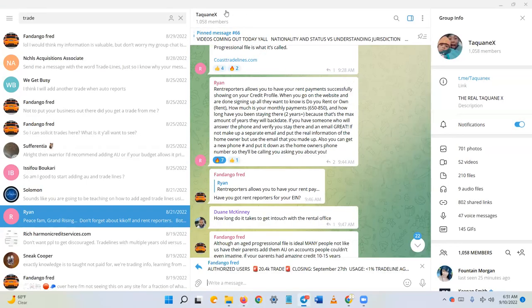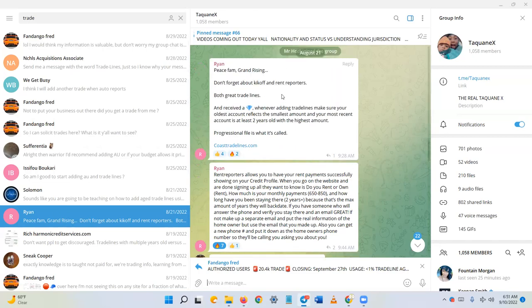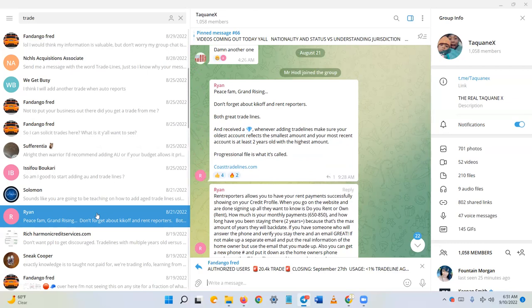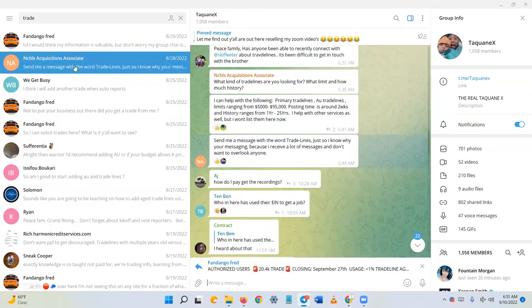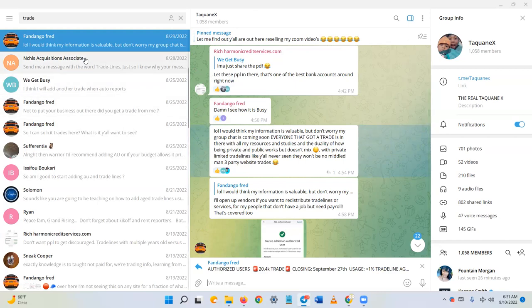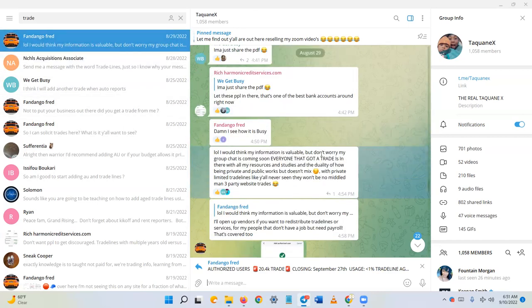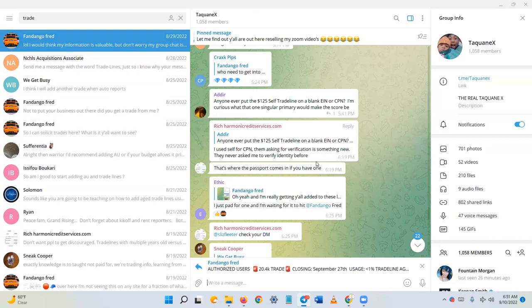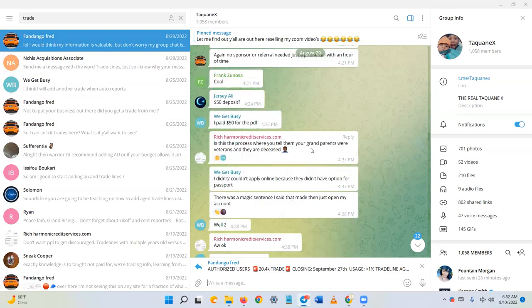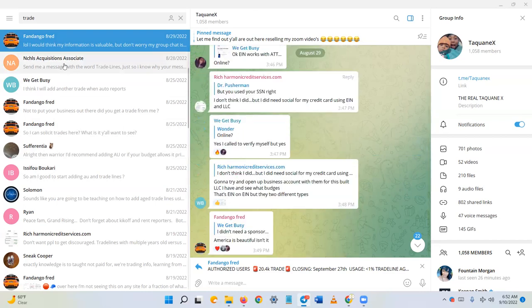I hope no one would mind me sharing this, but I was reading through these posts. I basically did a search up here that says trade. I didn't even put trade lines because some people spell it one word, some people spell it two words. So trade lines. And then I went through all of these. See, I went through this guy selling trade lines. Watch. Right here. Where was his trade lines? Oh, they were up above. Missed that one.